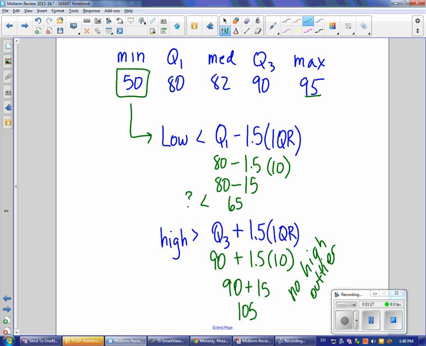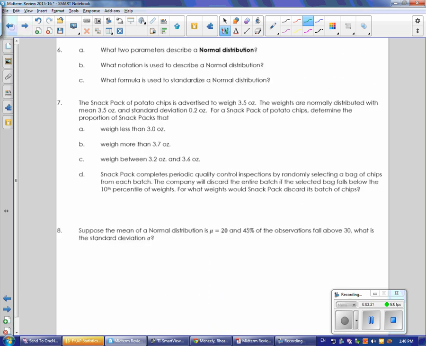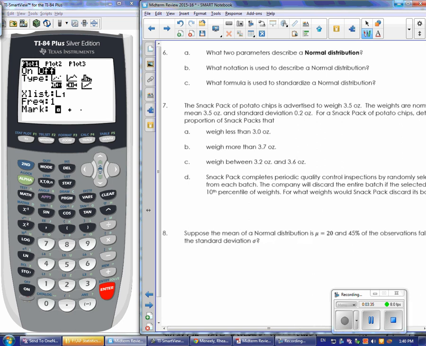The next problem I said I would do is number 7. And this is a normal distribution, so I'm going to make sure that my calculator is up so we can do this together. Number 7: a snack pack of potato chips is advertised to weigh 3.5 ounces. The weights are normally distributed with a mean of 3.5 ounces and a standard deviation of 0.2. For a snack pack of potato chips, determine the proportion of snacks that weigh in the given intervals.